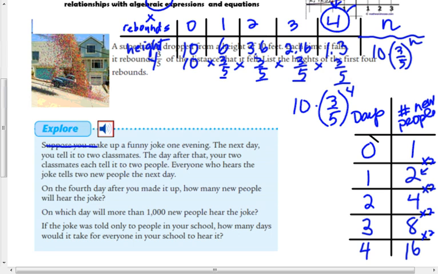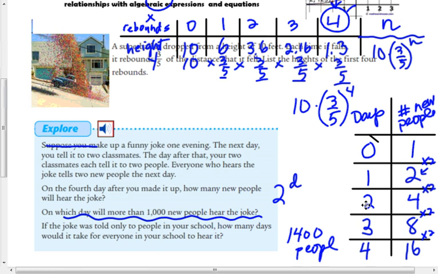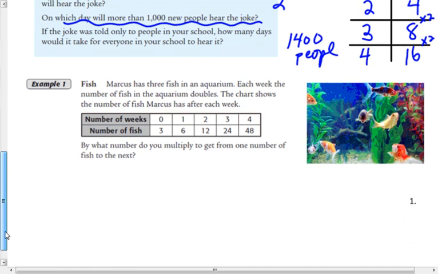So we can write an expression to represent this as 2 to however many days represents how many people have heard this. So this question says, on which day will more than 1,000 people hear the joke? I'm going to let you try and figure that out, and you can share that in class the next day. And then the next question says, if the joke was told to people in your school, how many days would it take for everybody in your school to hear it? And I'll just tell you that there's 1,400 people.